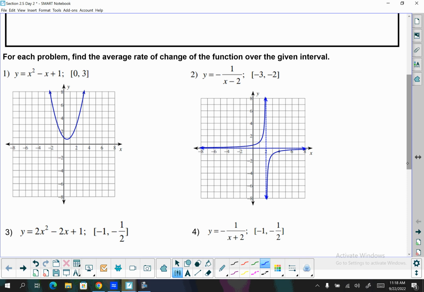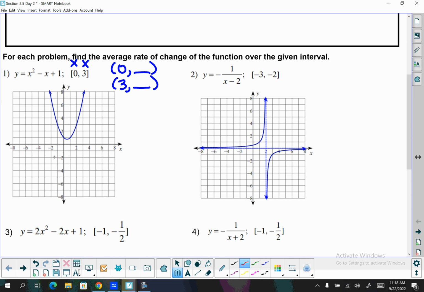It says for each problem, find the average rate of change over the given interval. Okay, so when we have an interval, remember interval notation, these are both x's that you are given here. Okay, which means you have half of 2 points. Your first point is 0 something, and your second point is 3 something. Now, you actually have the graph and the equation here, so you could use either one to get the second half of the point. We might as well use the graph because we have it in front of us.